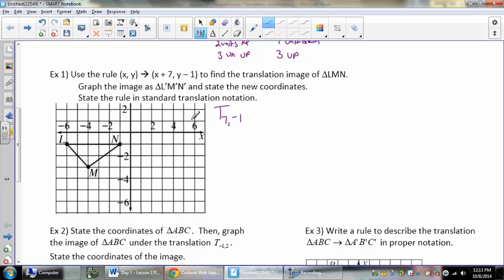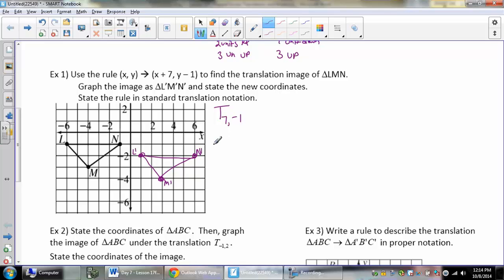And now we're going to do that. So I'm going to take this point and go 7 to the right and 1 down. So 1, 2, 3, 4, 5, 6, 7, and then 1 down. And that gets me L prime. And then N, 1, 2, 3, 4, 5, 6, 7, 1 down. There's N prime. M, 1, 2, 3, 4, 5, 6, 7, 1 down. There's M prime. And then I got my points right there.